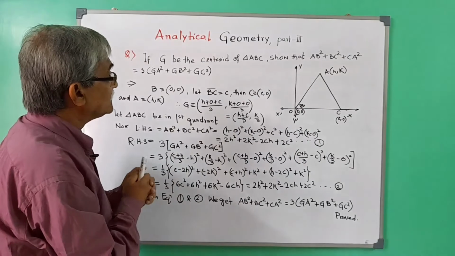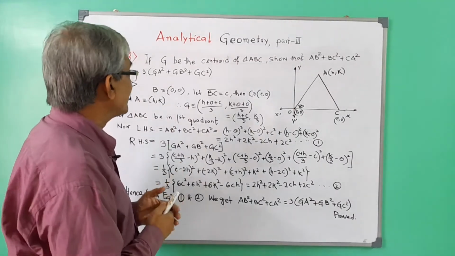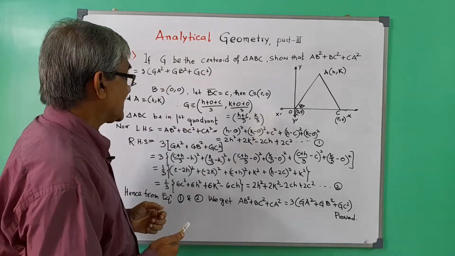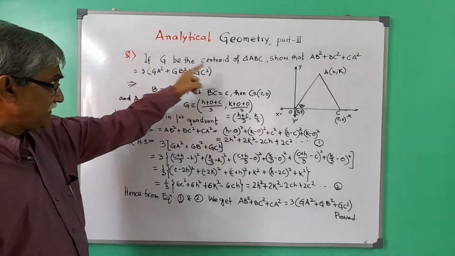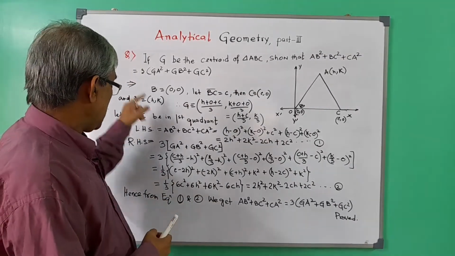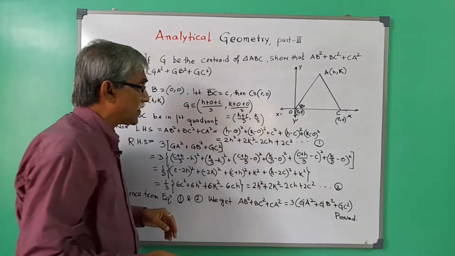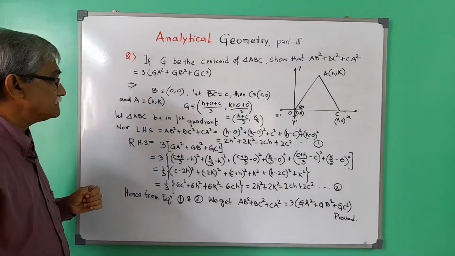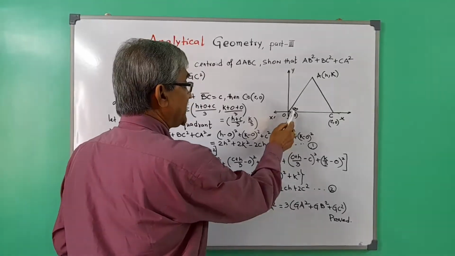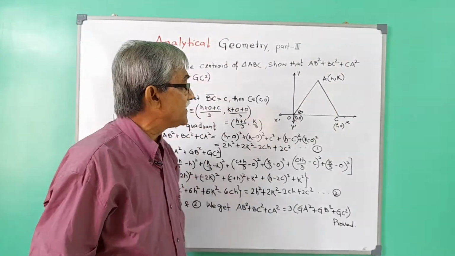Now let us solve another problem. You can recall this was set in your class 10 days, in the classical geometry. Now let us solve it through analytical geometry. What is the problem? If G be the centroid of the triangle ABC, prove that AB² + BC² + CA² = 3(GA² + GB² + GC²), where obviously G is the centroid of the triangle ABC. For simplicity of our discussion, let us take the B vertex coinciding with the origin, that is (0, 0). Let A be (h, k) and C be (c, 0).